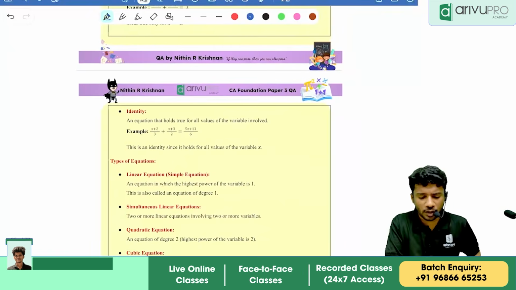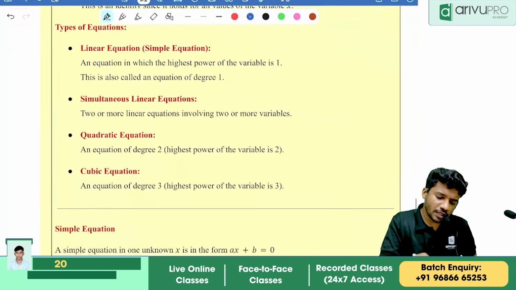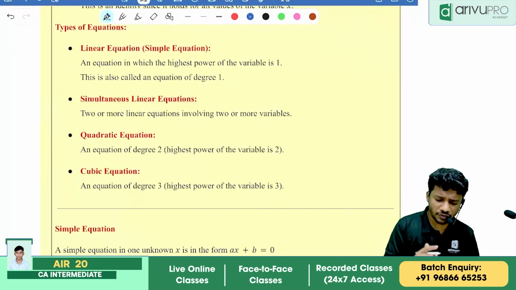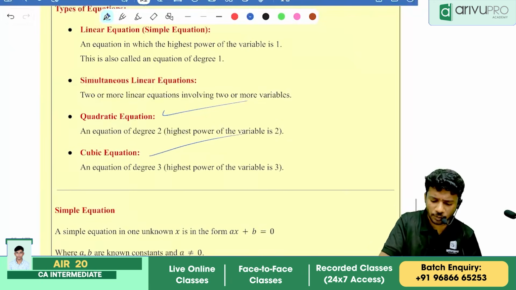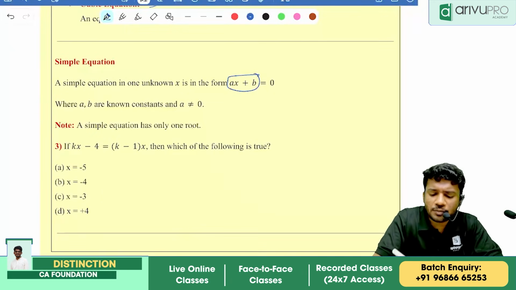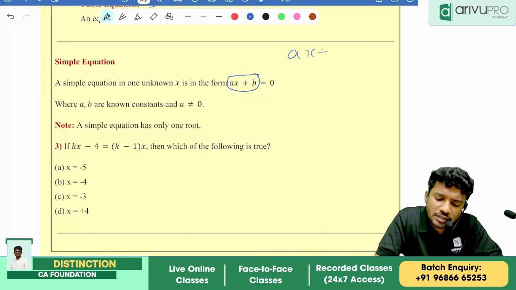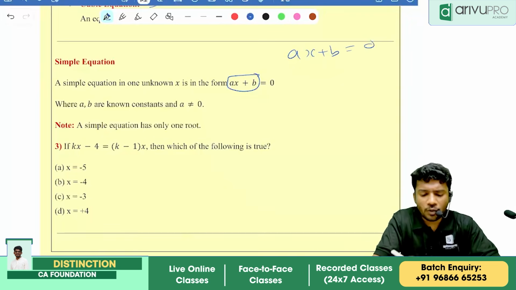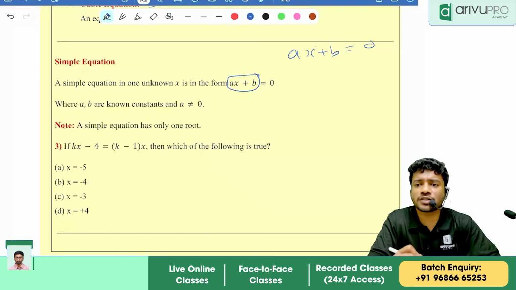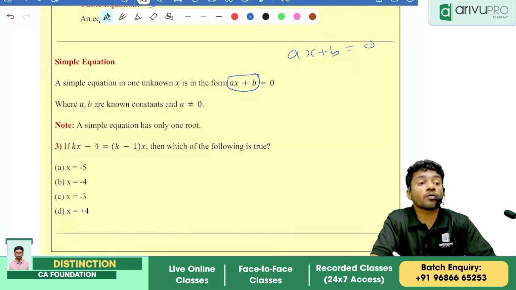Now people, first one, linear equations. Then we have linear equations in 2 variables, 3 variables, and so on. We have quadratic equation and cubic equation. First one is simple equation. Simple equation is nothing but which is of the form ax plus b is equal to 0. What is the power of x? How many roots are there? How many zeros are there? Only 1 zero or 1 root is there.